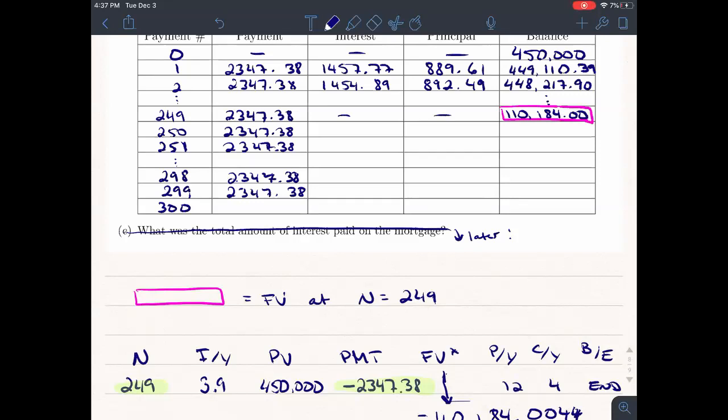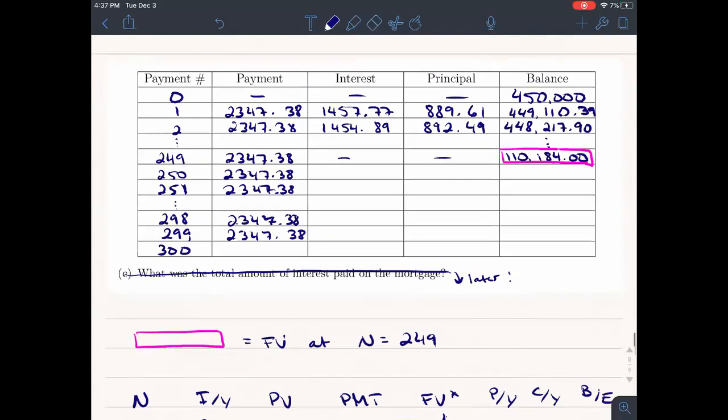And so it's important that you make sure you get the same value for the 249. Again, in the interest of time, I'm just going to give you the rest of the numbers. You multiply that by I2 to get 356.94. Subtract that interest amount from the payment amount to get the principal, 1990.44, that I can chip away from the balance. And so now I owe 108,193.56.